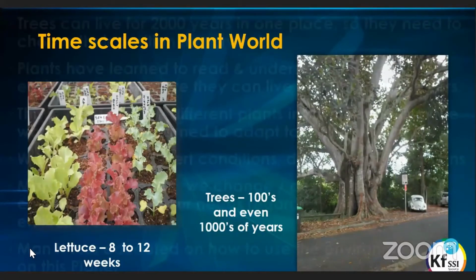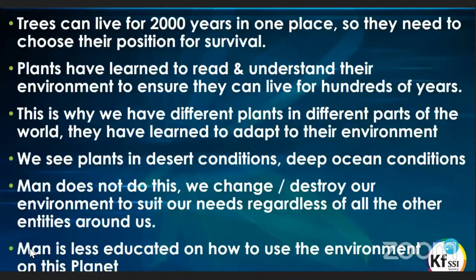And for a plant to be able to live for 2,000 years in one place, they need to choose their position very, very carefully, because they can't just get up and move to another spot if it doesn't suit them. So the plants have learned to read and understand their environment to ensure that they can live in that spot for hundreds of years. And this is why we have different plants in different parts of the world, because they have learned to adapt to their environment.